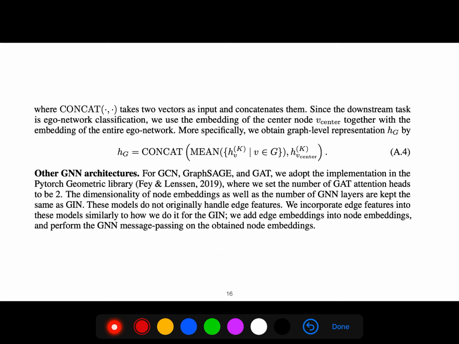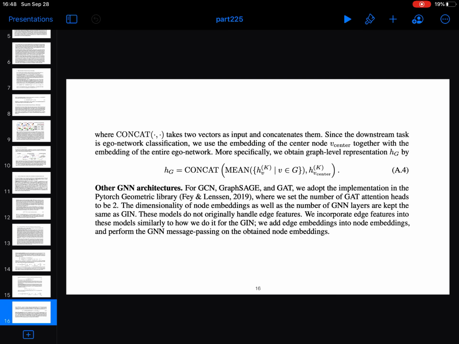Since the downstream task is ego network classification, we use the embedding of the center node together with the embedding of the entire ego network. Of course, you can use GraphSAGE, graph attention, graph convolution, or any other thing for your core GNN architecture.